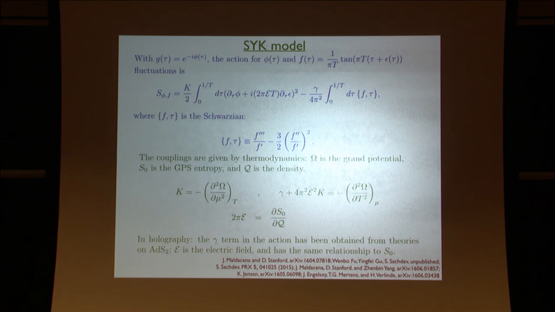And then from this effective action, you can argue that these coefficients, K, gamma, and E, are related to thermodynamic quantities of the full system. In particular, K is the compressibility, gamma is the linear coefficient of the specific heat, modulo this correction, and E has exactly the same definition as before, even from this derivation. It's just the derivative of the zero temperature entropy density.